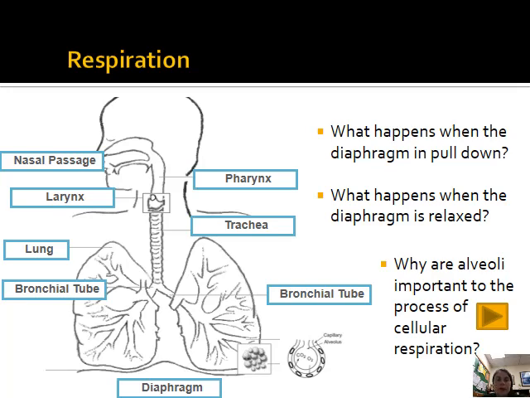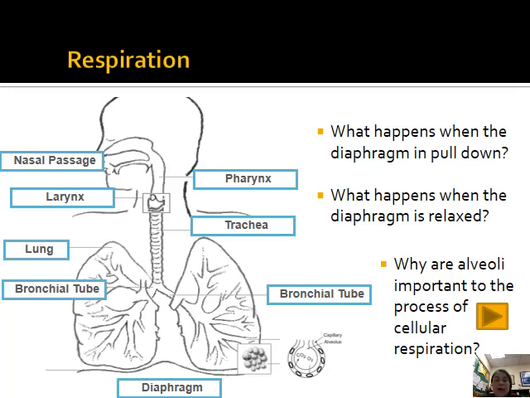Here is a picture of the human respiratory system. It consists of the nasal passage, the pharynx, the larynx, the trachea, the two bronchial tubes that lead to the lungs, and at the end of the bronchial tubes, you have bronchi, which lead to alveoli. The diaphragm is going to control the air pressure inside the chest cavity.